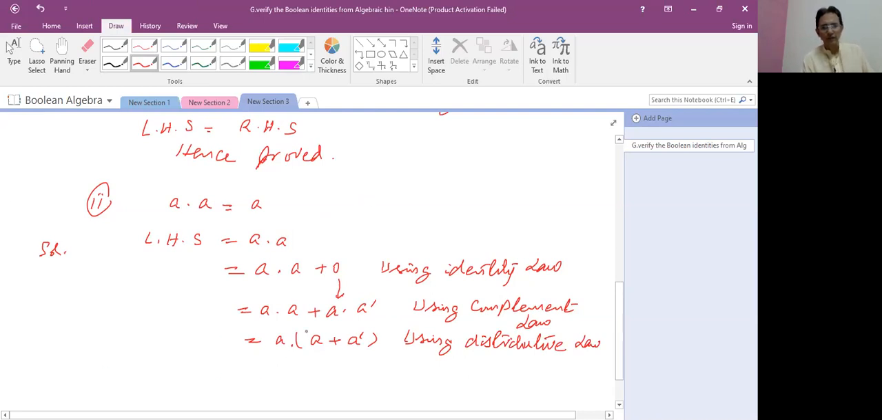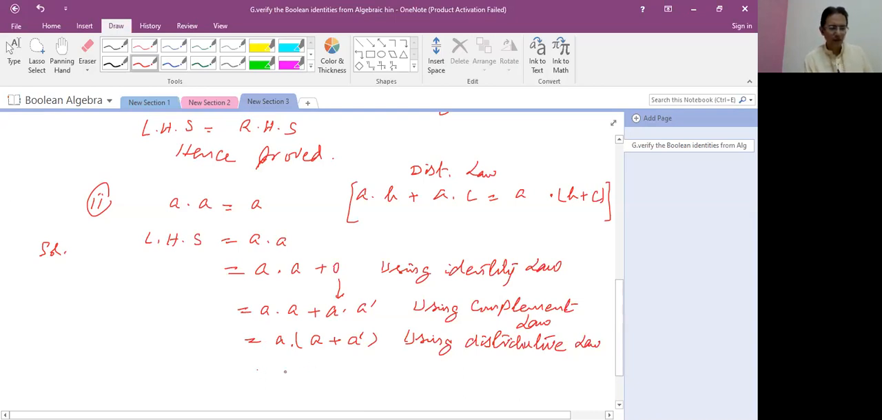student says that A dot B plus A dot C, which is equal to A dot B plus C. So this law is called distributive law. So we are applying here, student, distributive law.